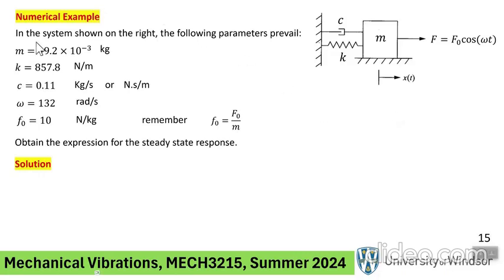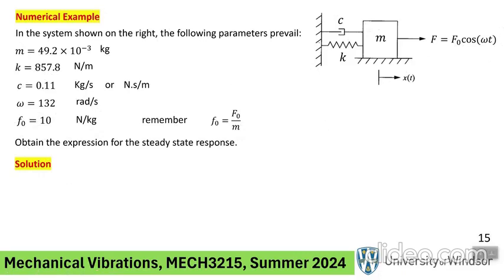The information that's given: the mass, the stiffness, and the damping values, and the driving frequency is 32 rad per second. And the value that's given to you in terms of little f naught is 10. Remember, little f naught is big F naught over m. So if m happens to be this number, you can work out what the amplitude of the force is here. But anyway, we are assuming that little f naught is this number. So that's what I'm going to be using.